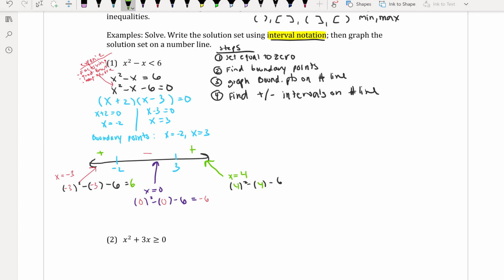So let's look at what I originally had. I had that x squared minus x less than 6. So x squared minus x minus 6 is less than 0. So this is specifically telling us that we want intervals where it's less than 0. So that means that we want negative intervals.